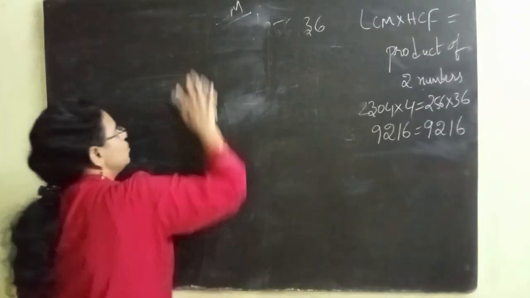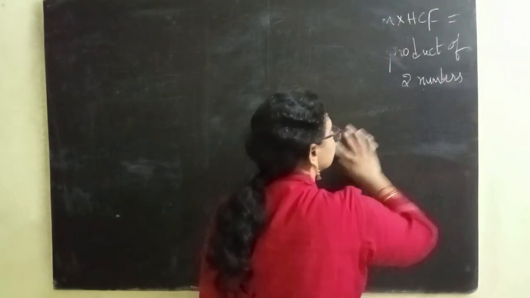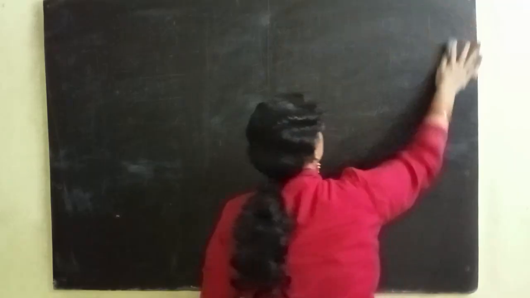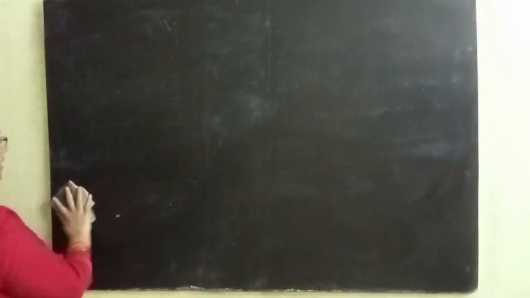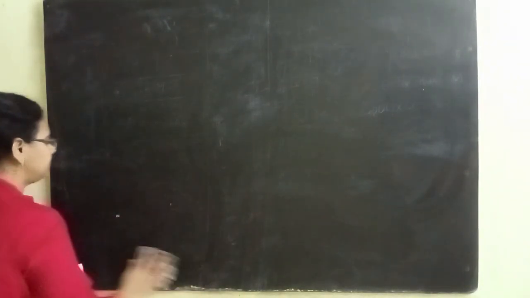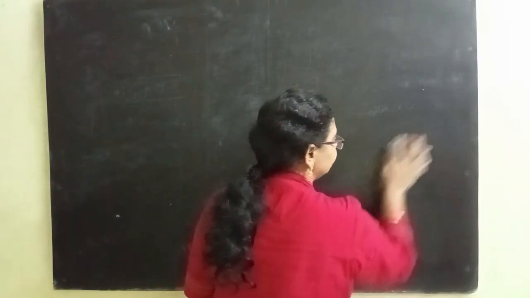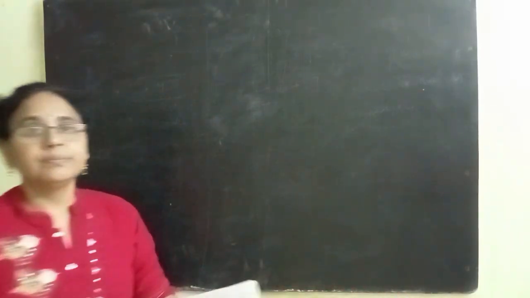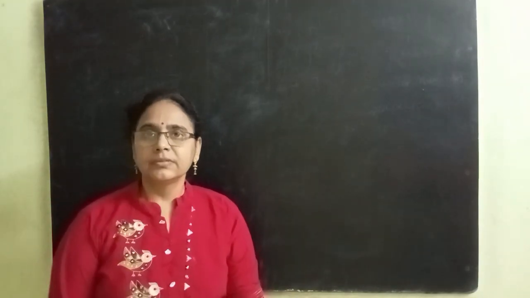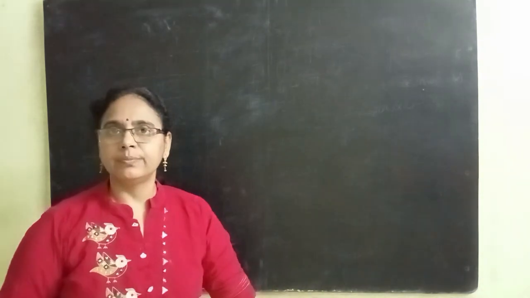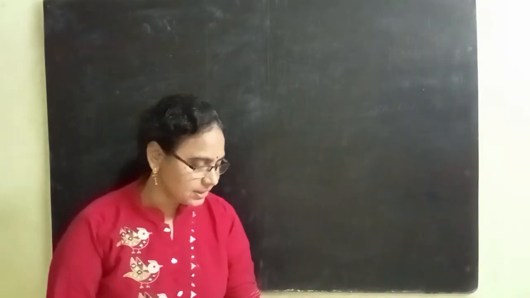Next, like these LCMs and HCFs and the relation between these two. Will they give only two numbers? They will give three numbers also. Three numbers: find the LCM of the three numbers, the HCF of the three numbers. Here LCM into HCF is equal to the product of three numbers. Verify. The question may be like that also. I hope you know always HCF is a factor of LCM. LCM is a multiple of HCF. Keep that in your mind, which is very important.